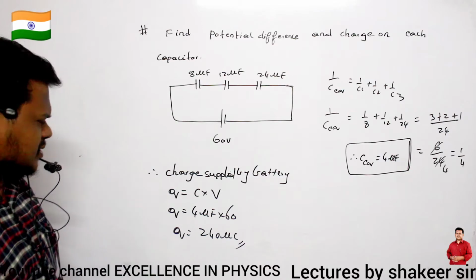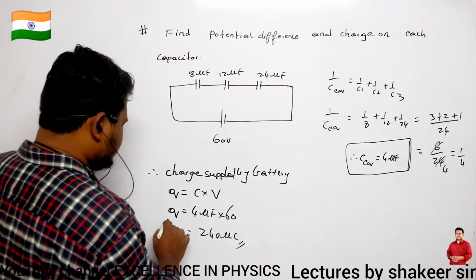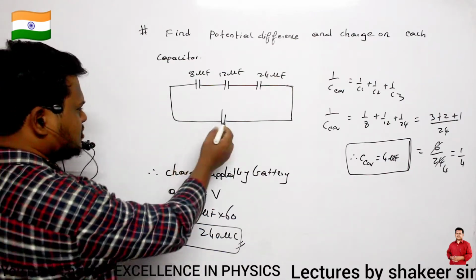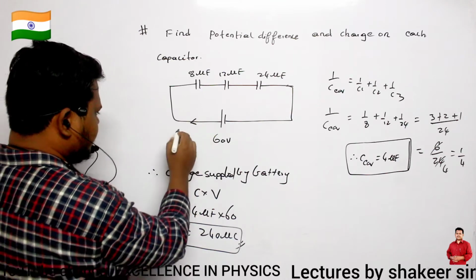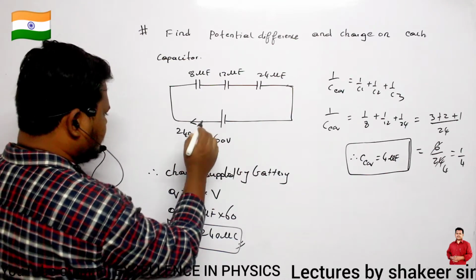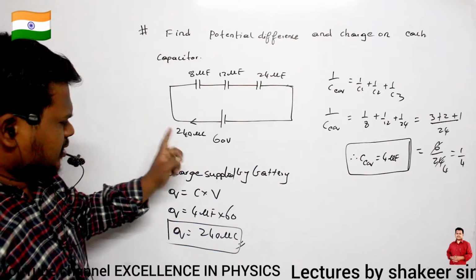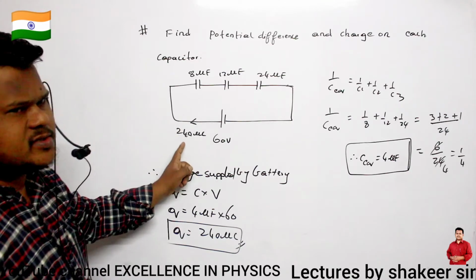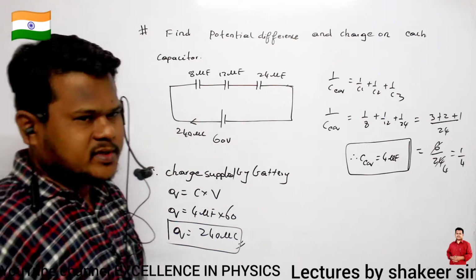Are you able to understand? So the battery is supplying this much amount of charge. How much charge is it supplying? It is supplying 240 microcoulombs of charge. Okay. Now can you say how this charge will be distributed among these three capacitors? Can you say, anybody?